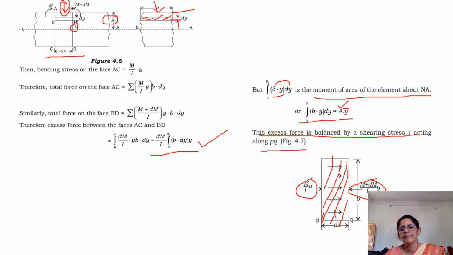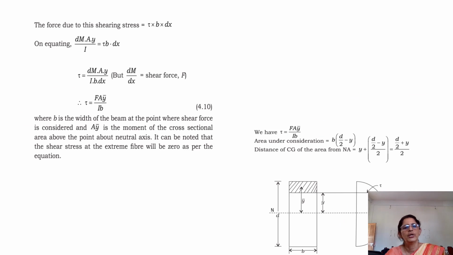So we have got the bending stress force and the shear stress force. Now what is left? We have to equate these two. The force due to shear stress is tau into b into dx, and the other one was dM by I into A into y bar, which is equal to tau into b into dx. So we get tau equal to dM into A into y bar divided by I b dx. But you already know that dM by dx is equal to shear force.